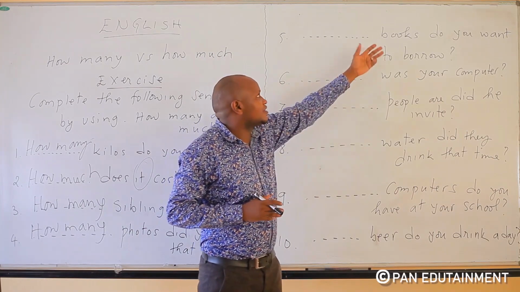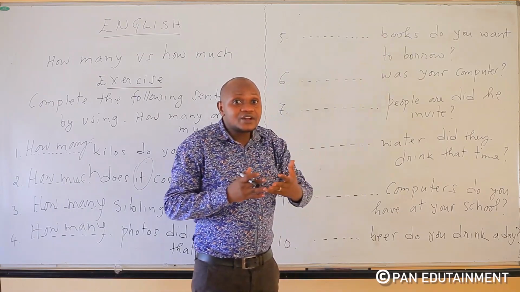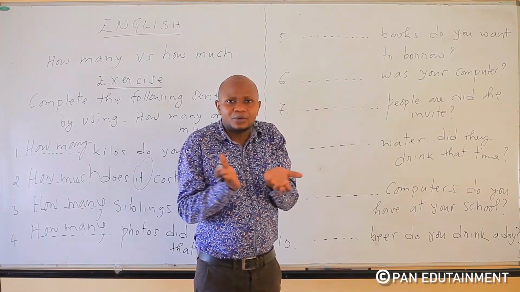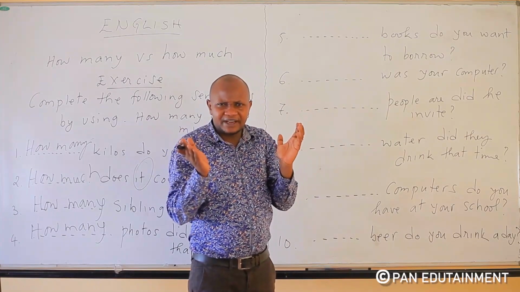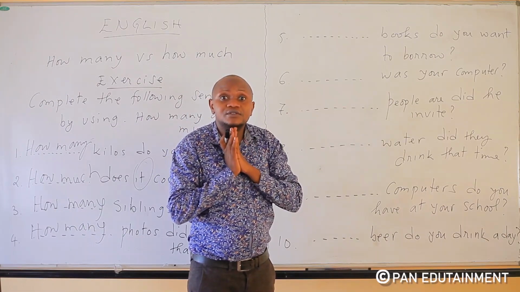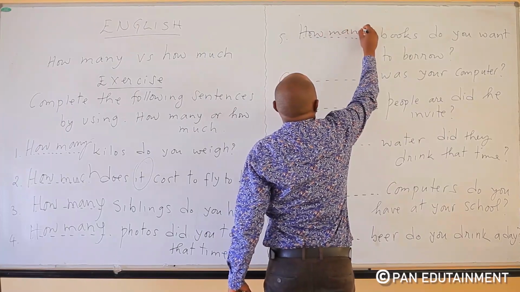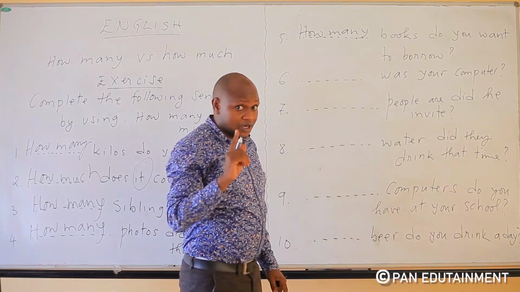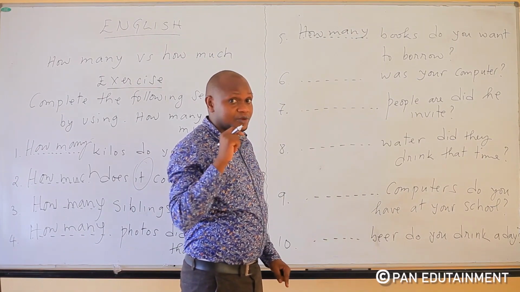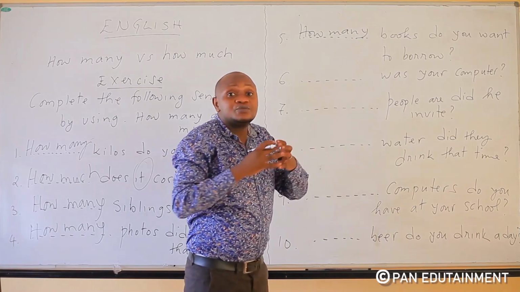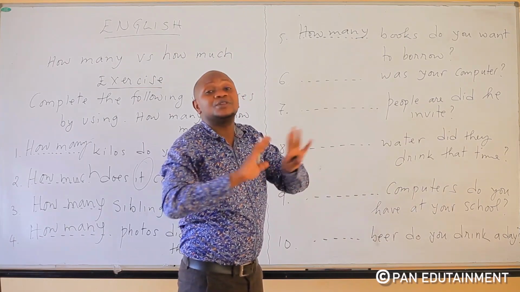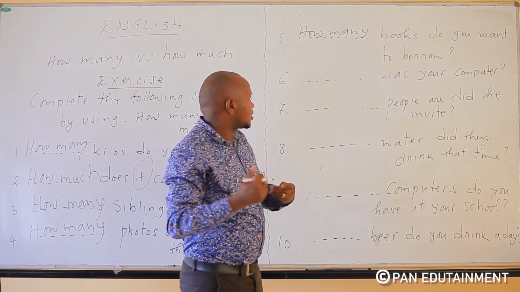First of all, we have the word books. Books are countable. That's why we say, how many books? Good. We use how many for countable nouns. Do you still remember? Good. But we use much for uncountable nouns.